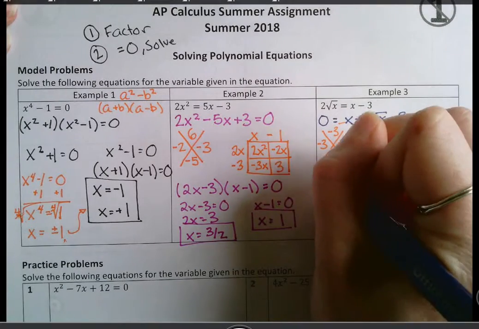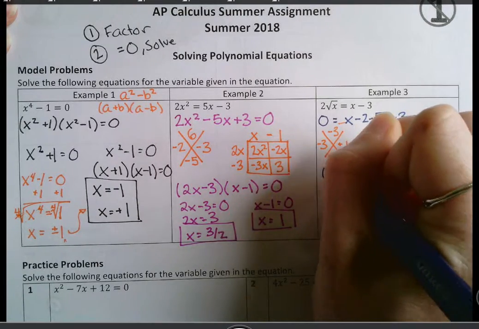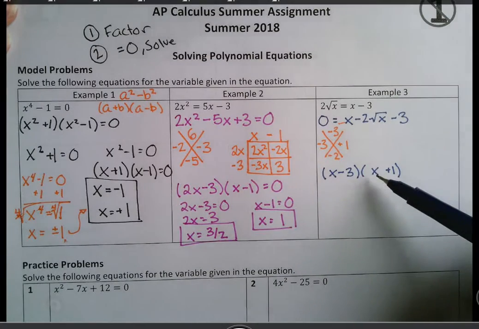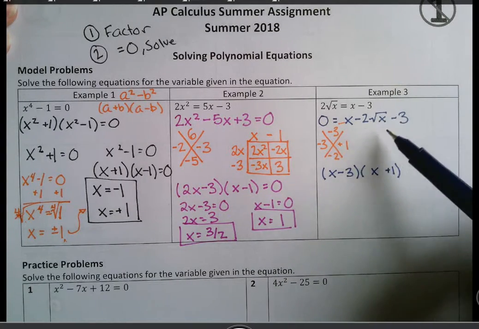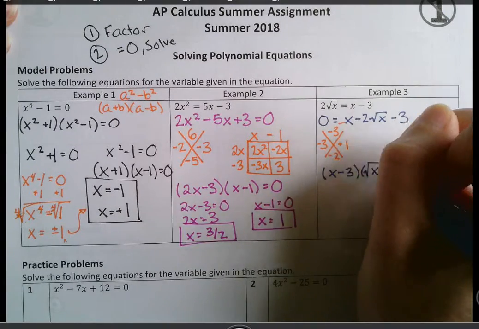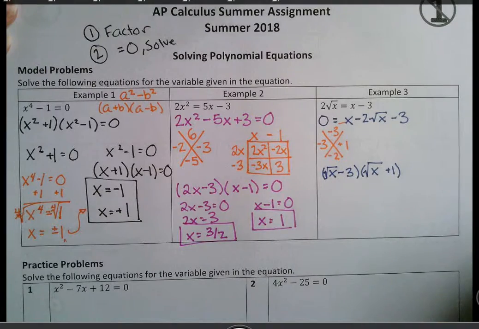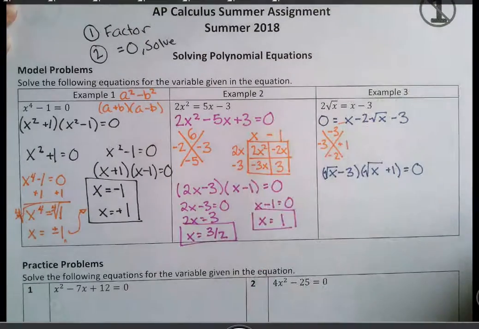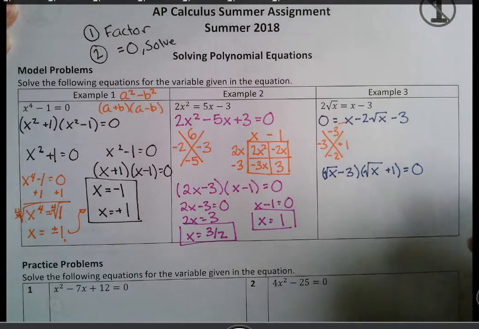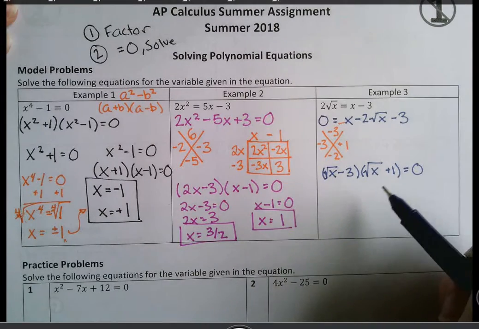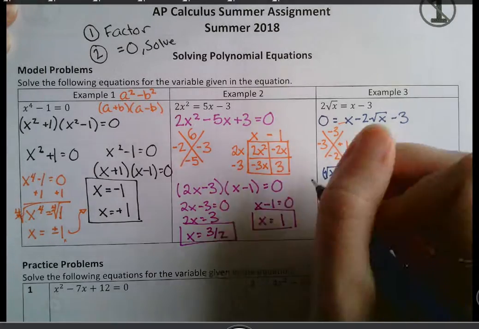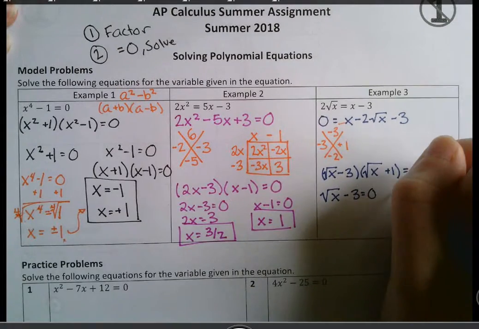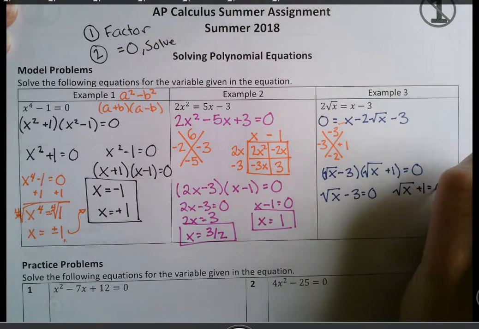So we're going to say, okay, we have an x minus 3 times an x plus 1, but instead of x, because this middle term is a square root, these are square roots. So square root of x minus 3 and the square root of x plus 1 equals 0. And the 0 can be on either side. Now, same thing, we take each of these factors and set them equal to 0. So I'm going to have a square root of x minus 3 equal to 0, and a square root of x plus 1 is equal to 0.